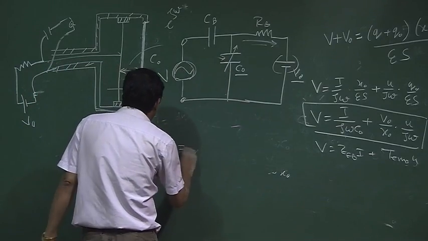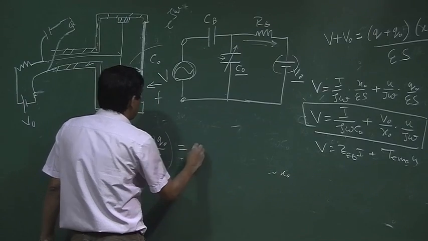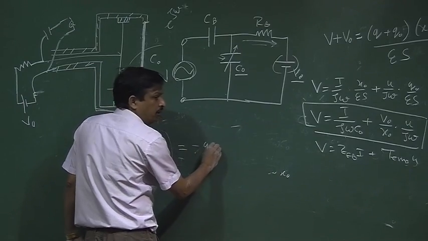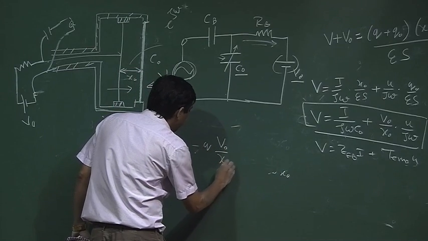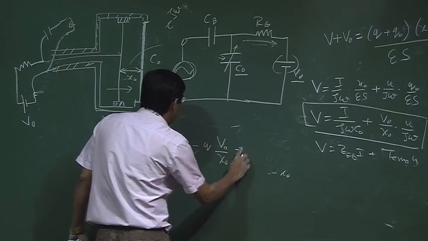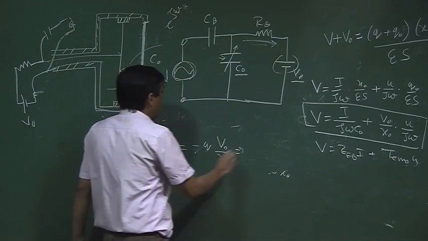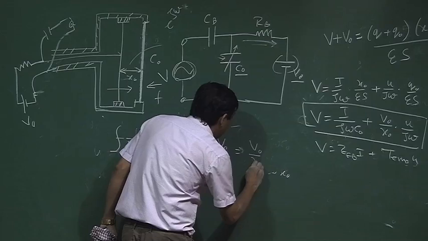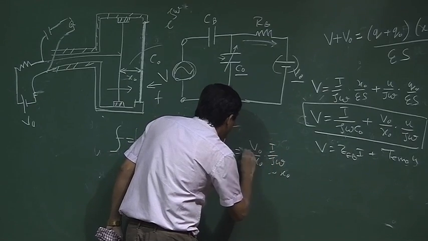I can write that q0 by epsilon s is nothing but minus q into V0 by x0, or I can write q as I by j omega. So, it is V0 by x0 into I by j omega, with a minus sign.